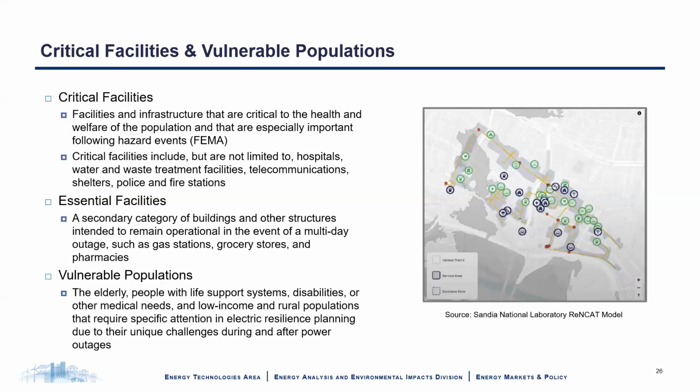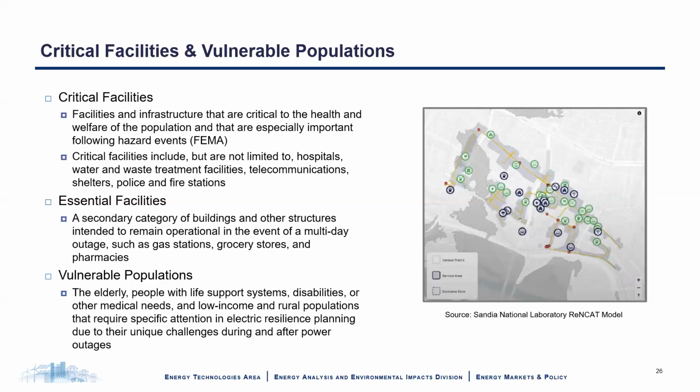The other is some states have what they call defined as essential facilities as sort of a secondary category, and these are facilities like gas stations, grocery stores, and pharmacies that, when we think about multi-day outages, become really important in terms of being able to sustain the community in terms of their ability to survive. And so these are also factored in many cases in terms of overall system planning, certainly in terms of emergency response, and local community response efforts.